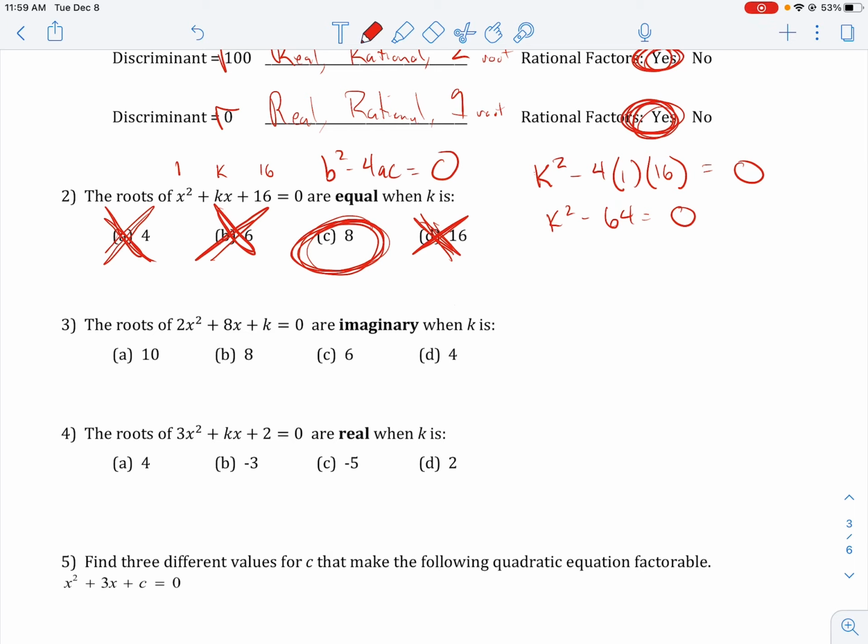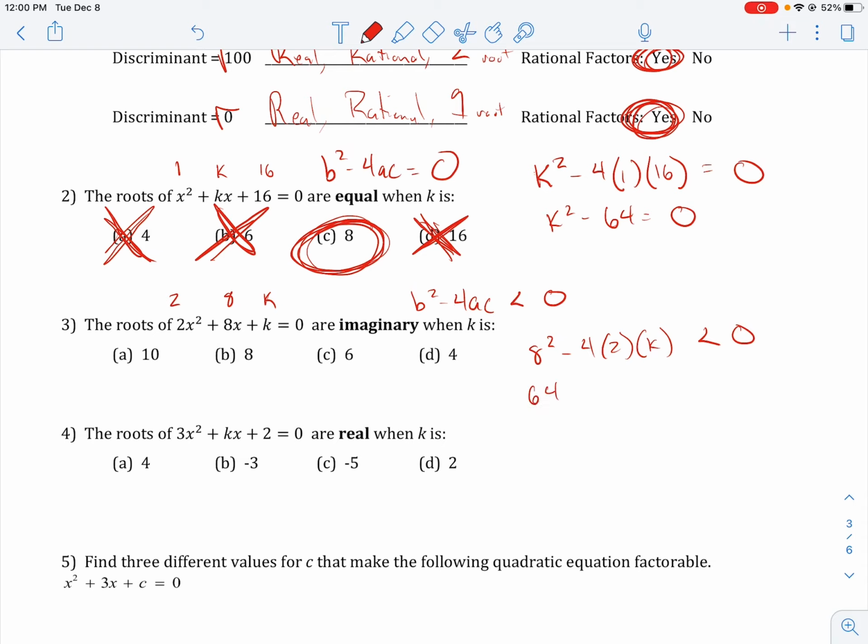Imaginary roots. This is when our discriminant is less than 0. So what does that look like? Well, let's fill in our A, B, and C values. So A is 2 here, B is 8, and C is just K. Let's fill in what we know. So we got 8 squared minus 4 times 2 times K is less than 0.